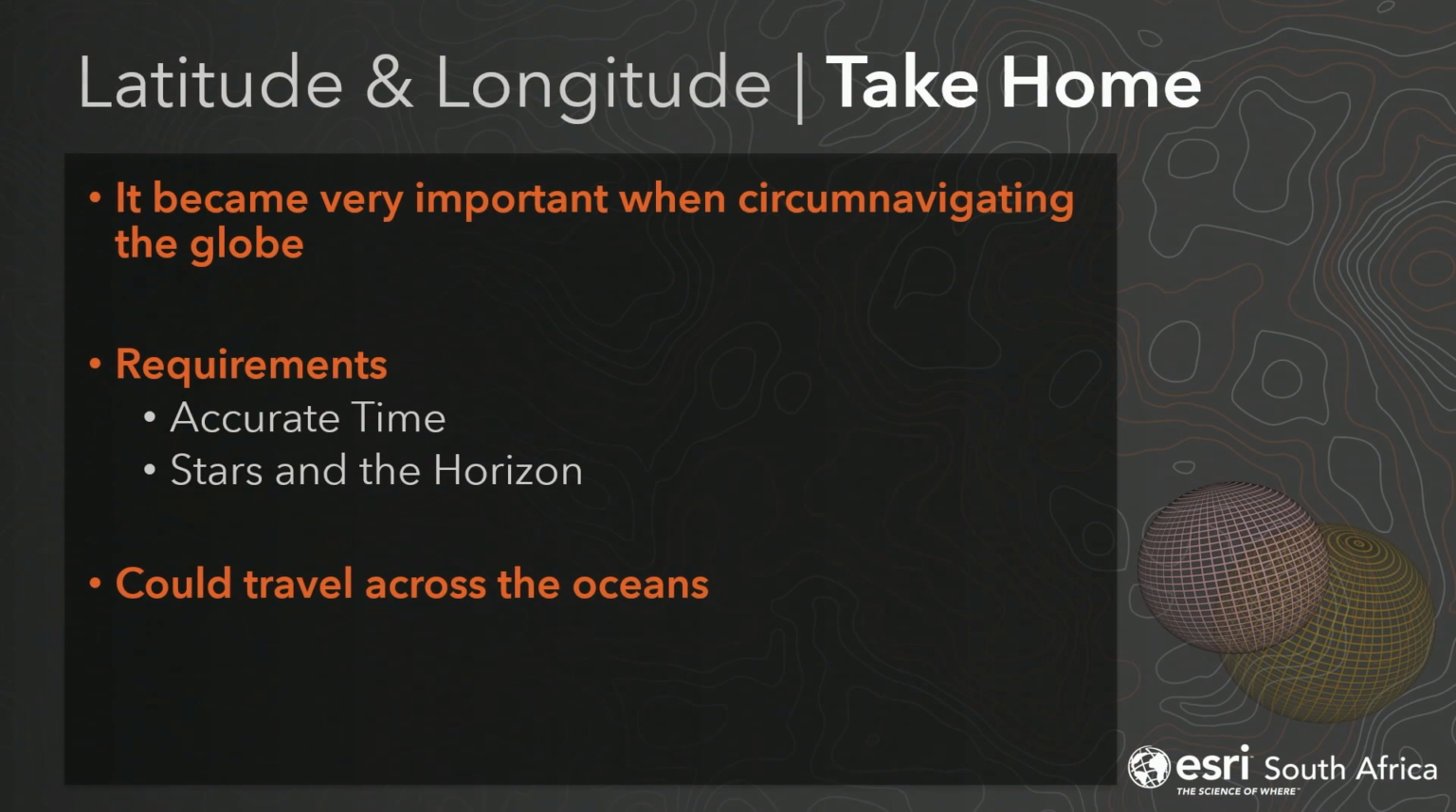So some of the take-home messages here is that this concept of latitude and longitude, and representing this round surface onto a flat plane, became very important when they started circumnavigating the world. We needed accurate time, we needed to use the stars, we needed to understand the stars in relation to the horizons. And that meant we could travel across the world with certainty.